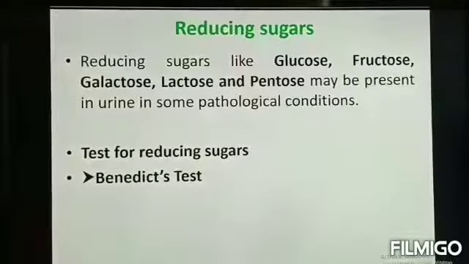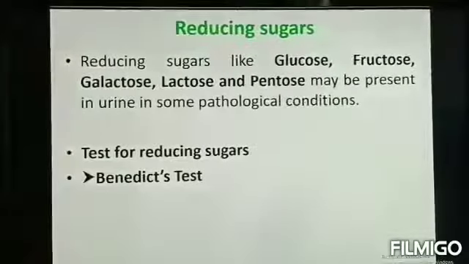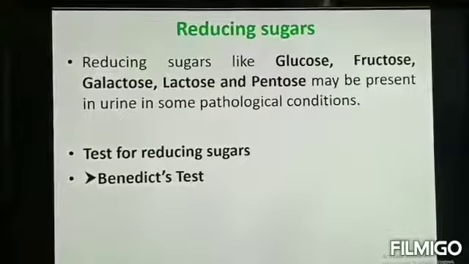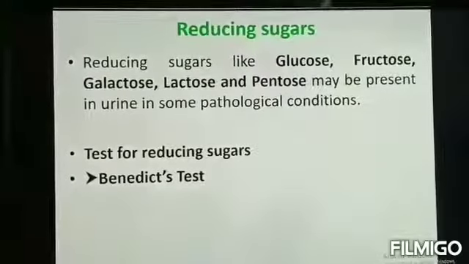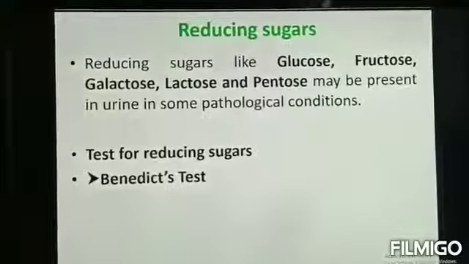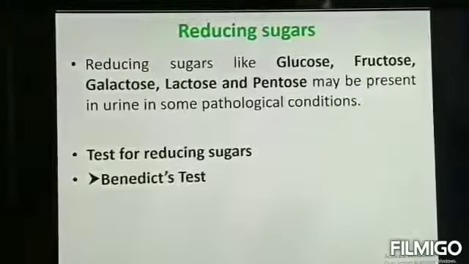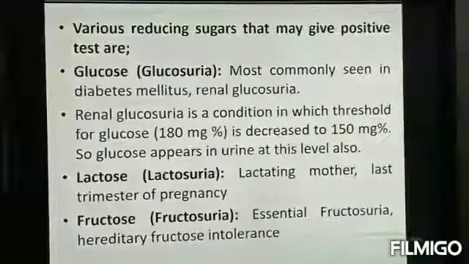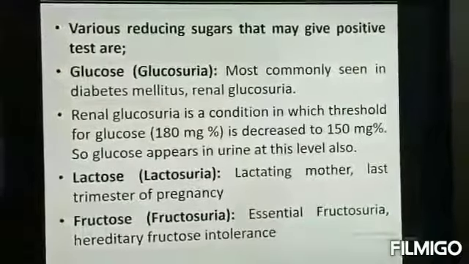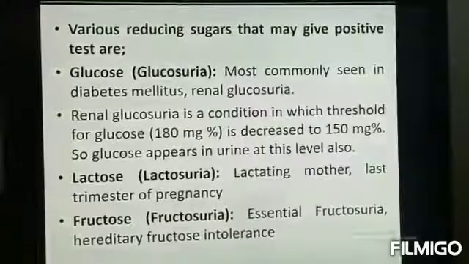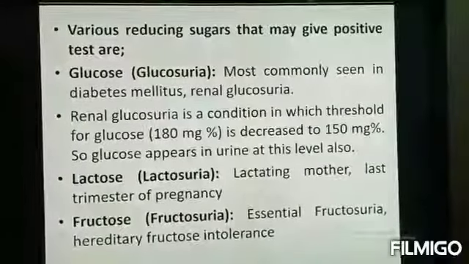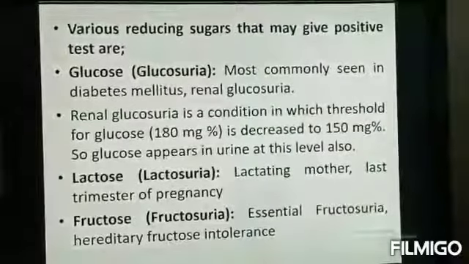Now, the second test is for reducing sugars. Reducing sugars like glucose, fructose, galactose, lactose and pentose may be present in the urine in some pathological conditions. The test for reducing sugar is the Benedict test, which was previously performed in the qualitative estimation. Now, what are the clinical findings if reducing sugars are present in the urine? Glucose is known as glucosuria, most commonly seen in patients of diabetes mellitus and renal glucosuria.